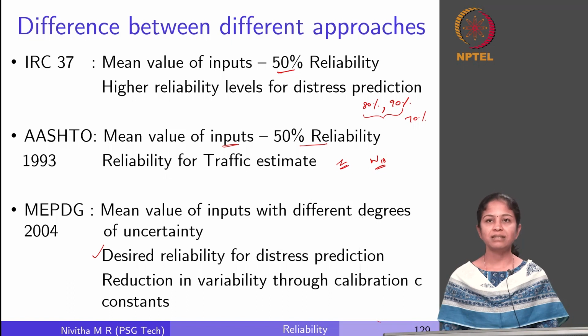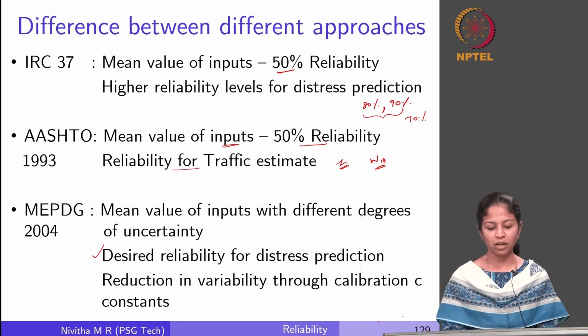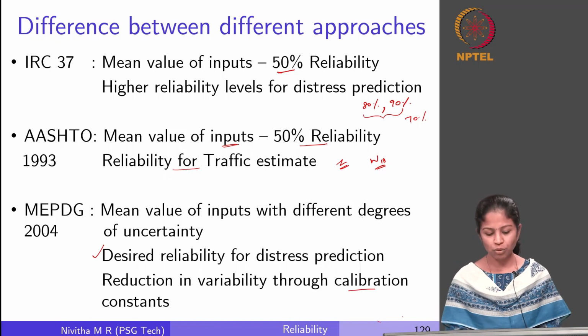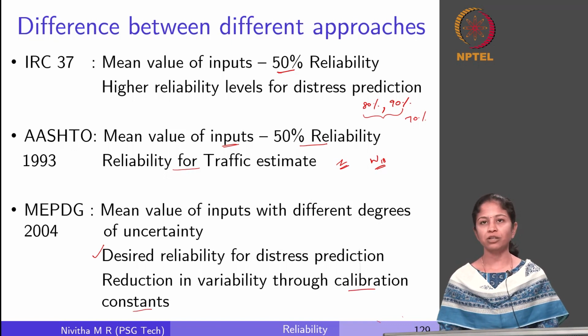So, the distress can be computed for any level of reliability as in this particular case, right. Then we will also be reducing the uncertainty associated with prediction through estimation of calibration constants. We saw that we have global and local calibration constants.